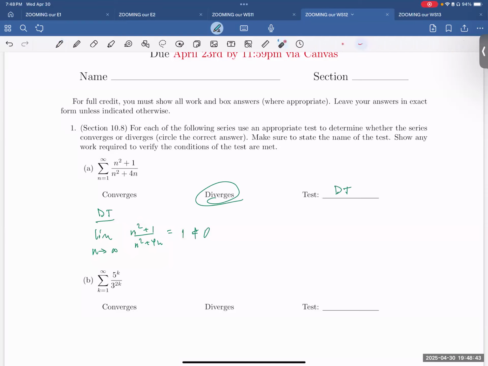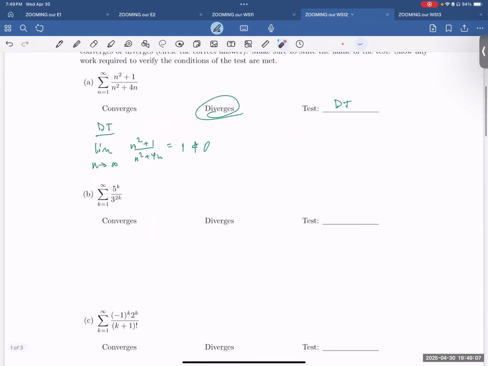That's essentially saying, if you were to write out the terms, first term A1, second term A2, plus dot, dot, dot, plus eventually all these terms, you're adding something that's close to 1 every time. And so you're just adding 1 forever, and the series gets really big, the sum goes to infinity.